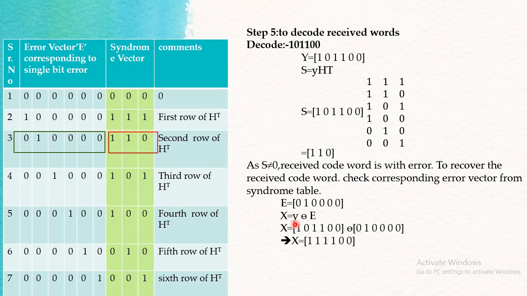Y is the received code word. We take the XOR of the received code word with the error vector, and the recovered signal is whatever we get after solving this. One thing is very important: this is my received code word. If you compare the received code word and the recovered one, you will find there is a change in only the second bit. So see, this is 1 1, we have this 1 and this value is 0. 1 0 means there is an error present in the second bit only, and that's what we found from the syndrome vector table.